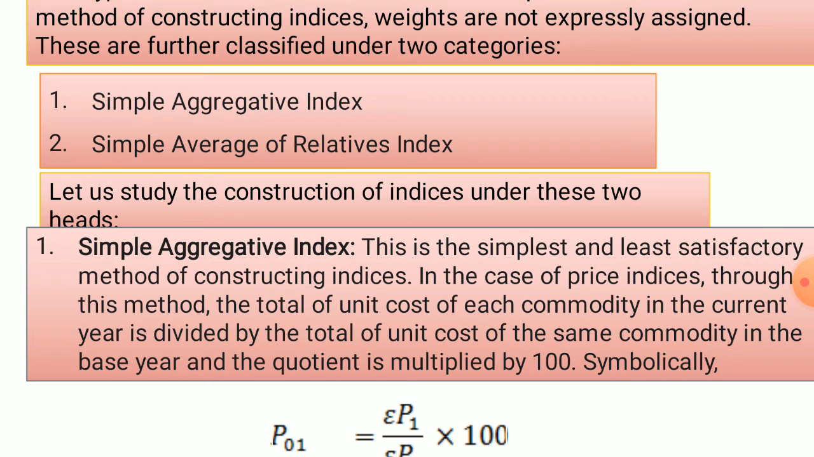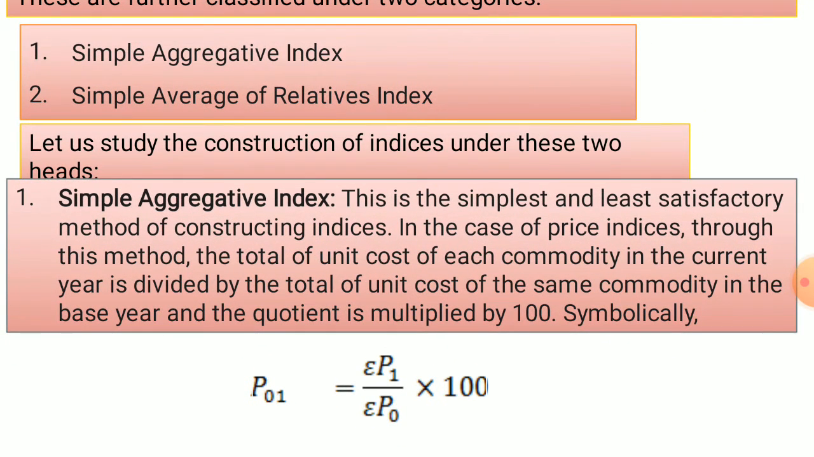Now the first category of unweighted index number is the simple aggregative index. So simple aggregative index is the simplest and the least satisfactory method of constructing indices. And in case of price indices, through this method, the total of unit cost of each commodity in the current year is divided by the total of unit cost of the same commodity.